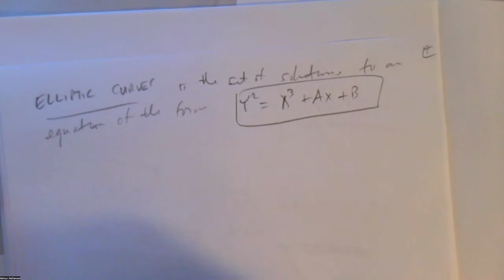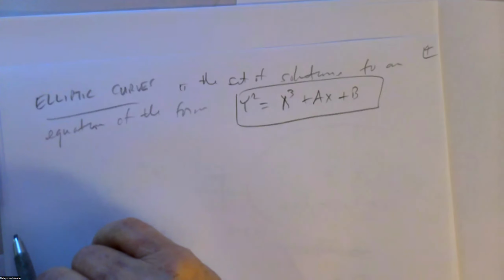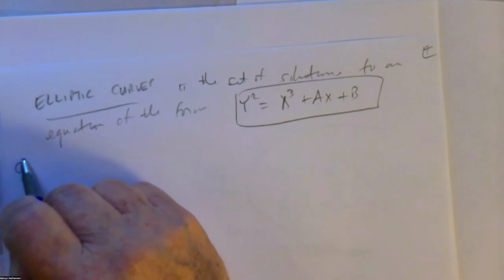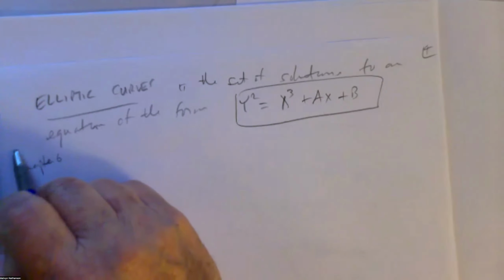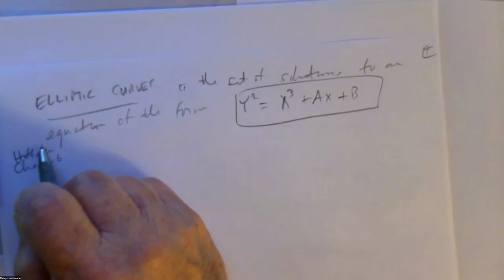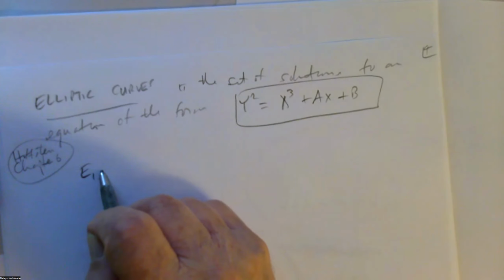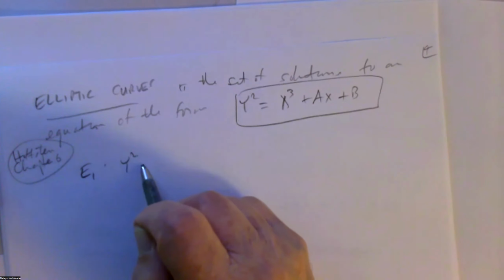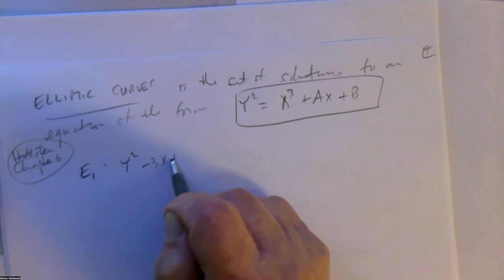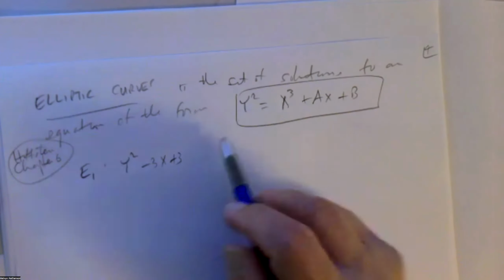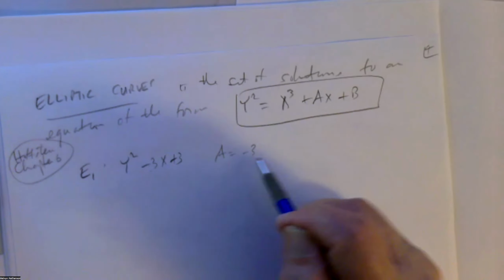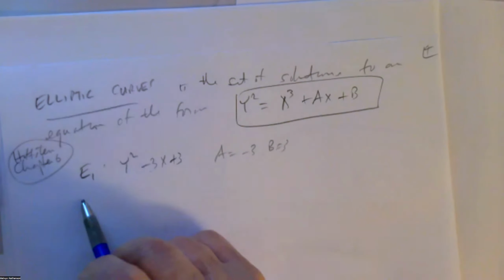And what does the curve look like? So I just uploaded to course materials in Blackboard chapter 6 in the textbook by Hofstede and others, which is about elliptic curves. And it shows some pictures of some curves. So here's the first elliptic curve, E1. So E1 will be the curve y squared equals x cubed minus 3x plus 3. So in this case, A is minus 3 and B is 3.